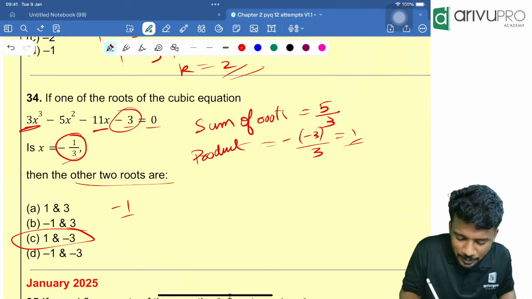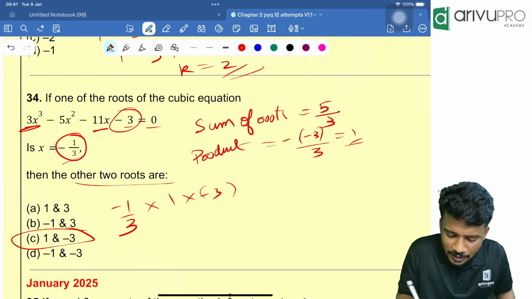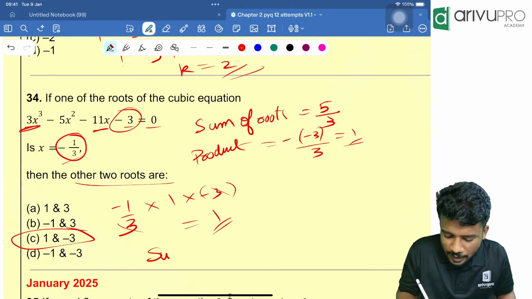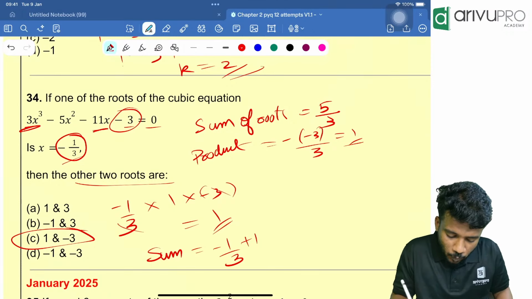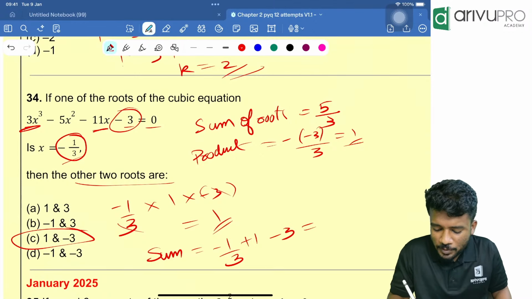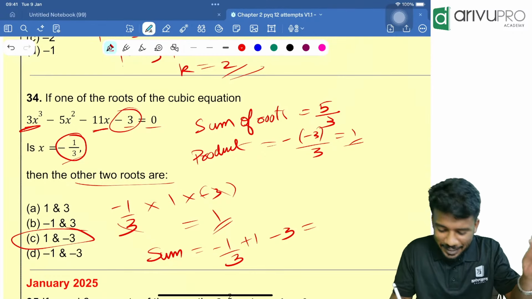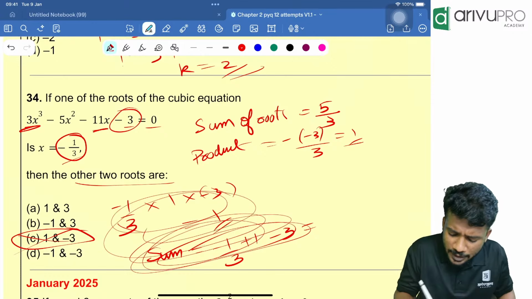So minus 1 by 3 is the first root. Then 1 into minus 3. Now 3 and 3 got cancelled. Minus into minus is how much? 1. Now try the sum. Sum is equal to how much? That is nothing but minus 1 by 3 plus 1 minus 3, which is equal to 3. Anyway, it is going to be a negative value. That is not the answer. That means option C is wrong. Yes. Now try option A.